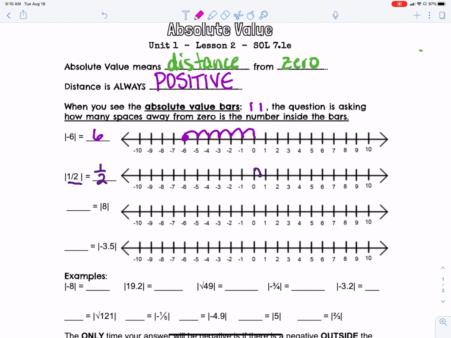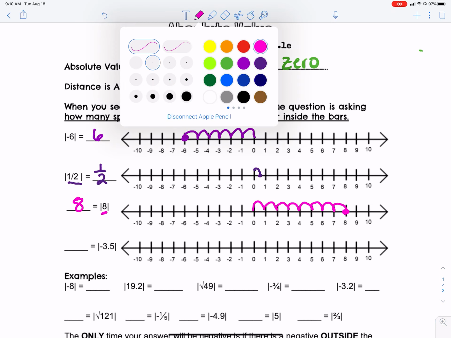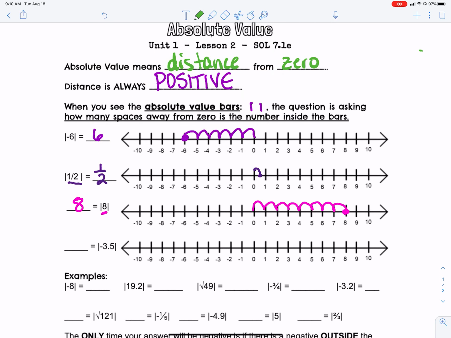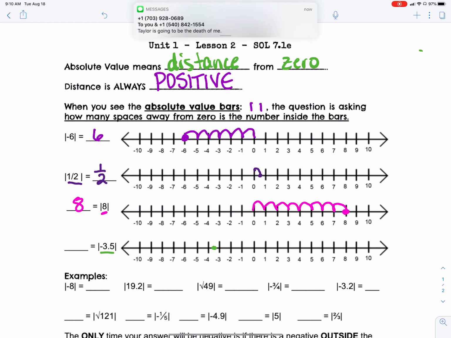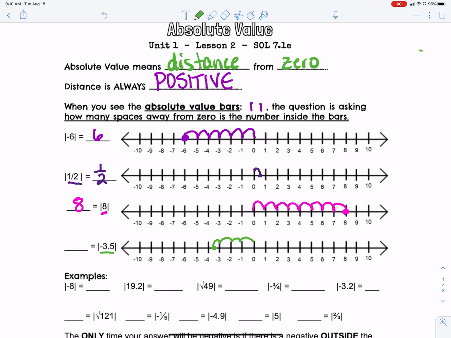So you always want to read wherever the bars are first. So this says the absolute value of 8. So we're going to go to 8 and then count how many spaces from 0. 1, 2, 3, 4, 5, 6, 7, 8. And then the last one, -3.5. So -3.5 is going to be in between -3 and -4. So there's half a jump. So 1, 2, 3, so 3.5.